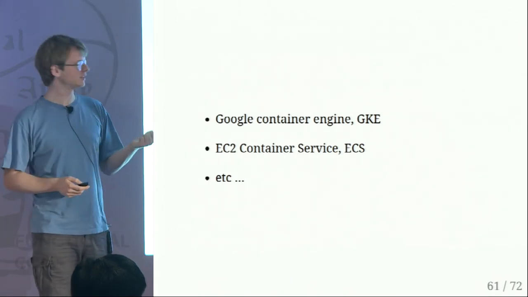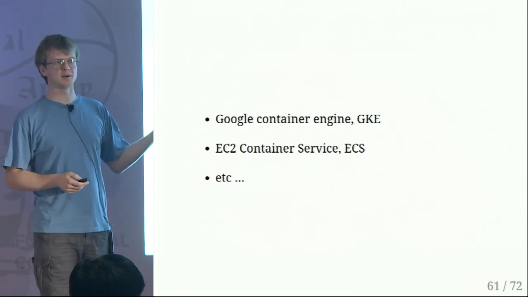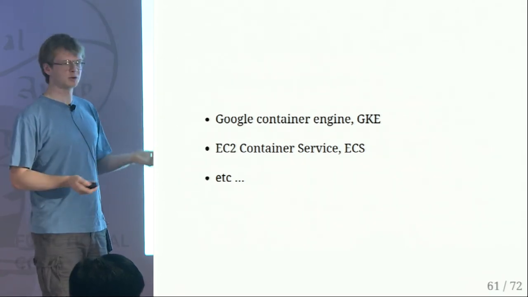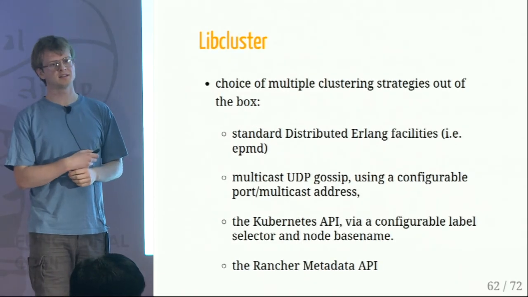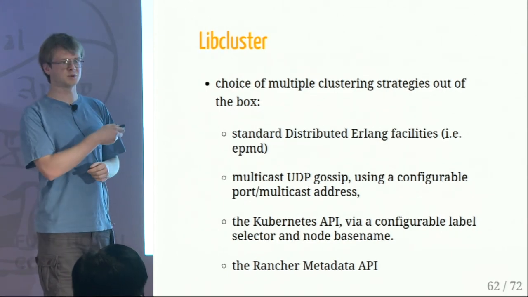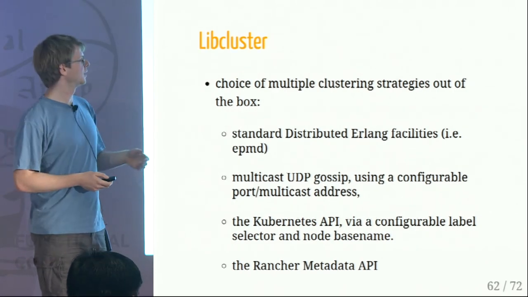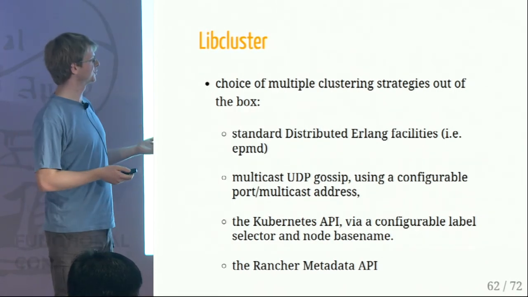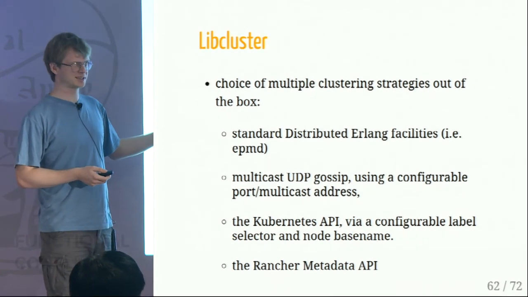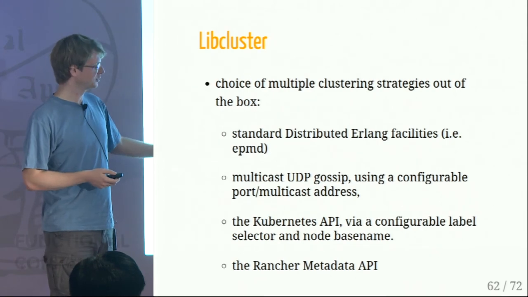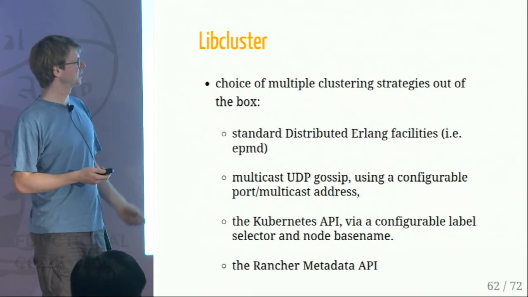So Google Container Engine, that's Kubernetes underneath. Then there's EC2 or ECS, which is the AWS container service. They're all different environments, and they all have different solutions at the moment. So I would point you to this library, libcluster. Again, this is one of those brilliant tools. This is not part of the standard distribution. You will have to include it. But it has, and this is just copied verbatim from its README, standard distributed Erlang facilities, UDP gossip, which works in Docker Compose if you set it up the right way. Then there's Kubernetes, and there's also Rancher, which is yet another orchestration solution. So you can form a cluster on any one of those.